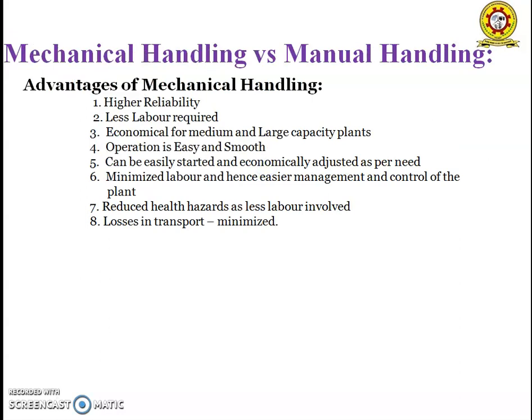Mechanical handling versus manual handling. The following are the advantages of mechanical handling: high reliability, less labor required, economical for medium and large power plants, operation is easy and smooth, can be easily started and economically adjusted as per need, minimum labor and hence easier management and control of the plant, reduced health hazards as less labor is involved, and losses in transportation are minimized.